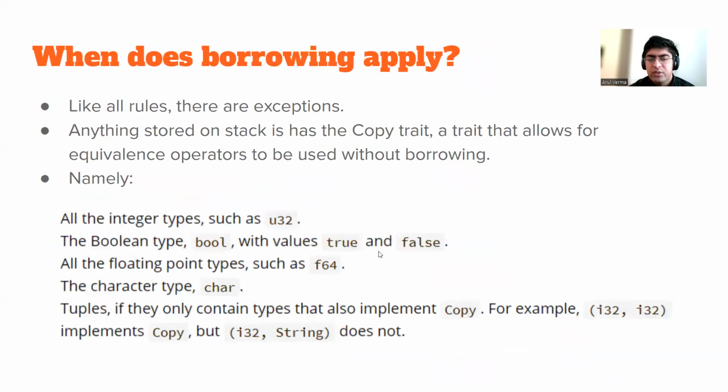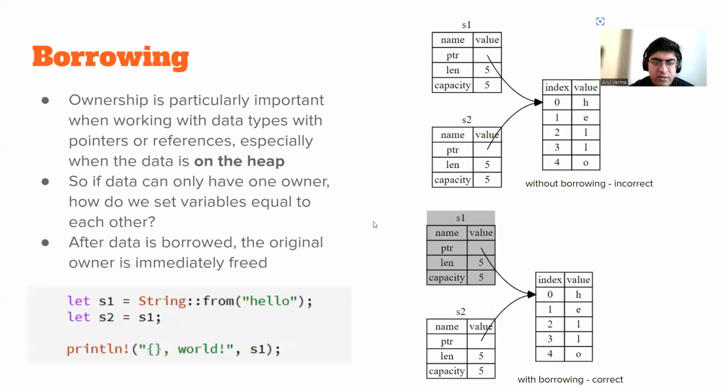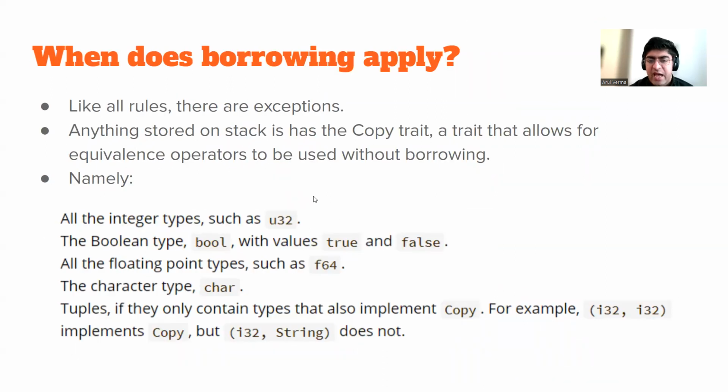Like with all rules, there are exceptions. Borrowing isn't universal, where whenever we're trying to set equivalence, the first one is deleted. Anything stored on the stack has an implicitly created copy trait. So all of your integers, unsigned integers, bools, characters, they all pre-implement a copy trait that you don't see or deal with. But whenever you try and use the equal sign with an integer, a boolean, a character, or a tuple, they automatically use that copy trait.